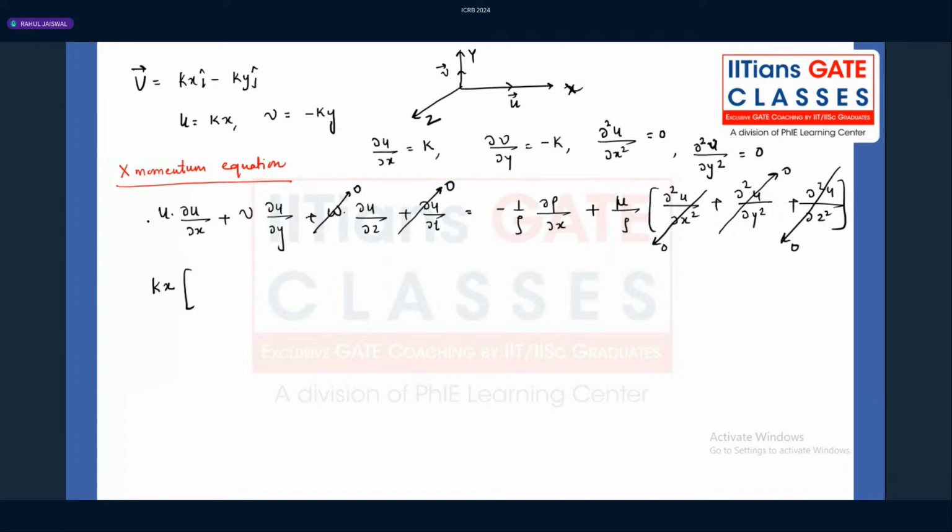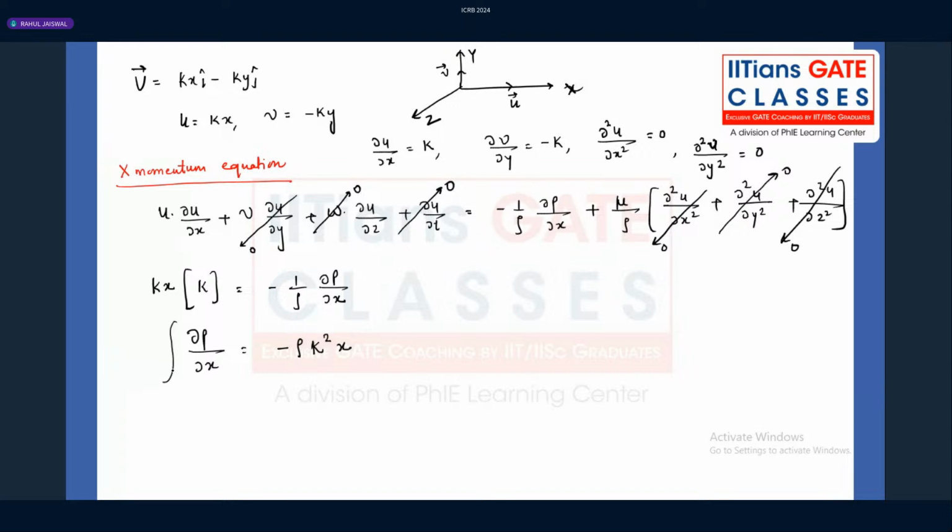Here dou u by dou y is again 0. So kx times dou u by dou x, which we know is k, equals minus 1 upon rho dou p by dou x. Now what is dou p by dou x? It's minus rho k square into x.